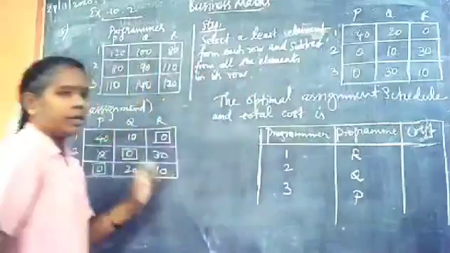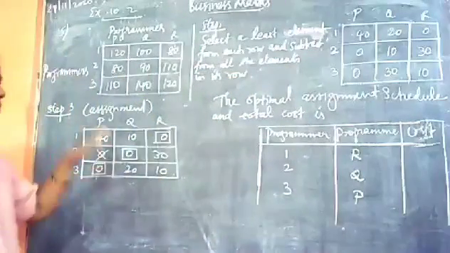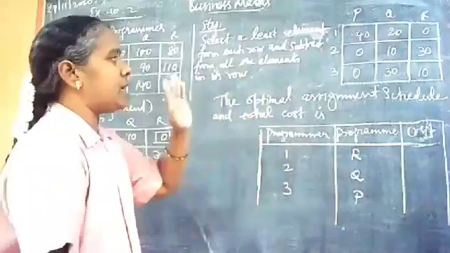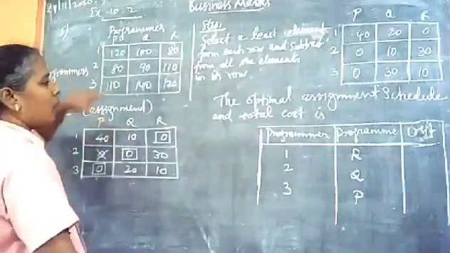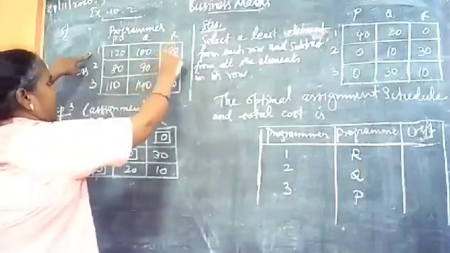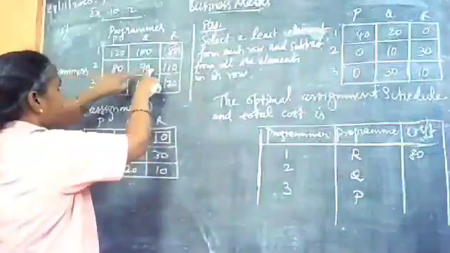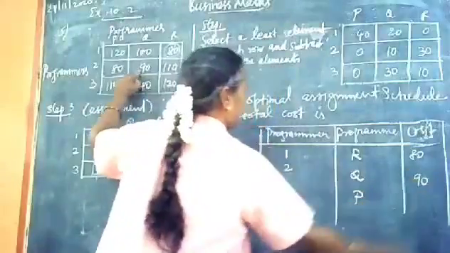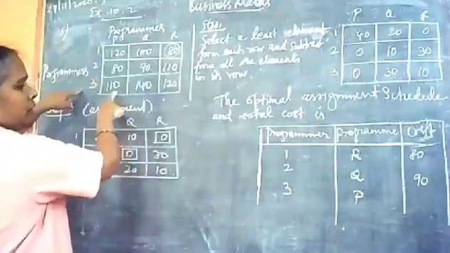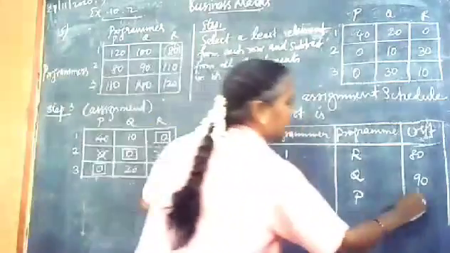You have to be careful about whom to assign what, and immediately you are going to take the cost from the original question. For 1, R, what is the cost? 8. For 2, Q, what is the answer? 90. For 3, the answer is 110.